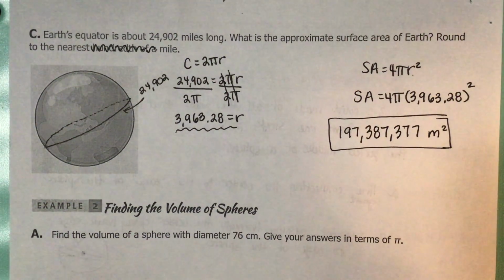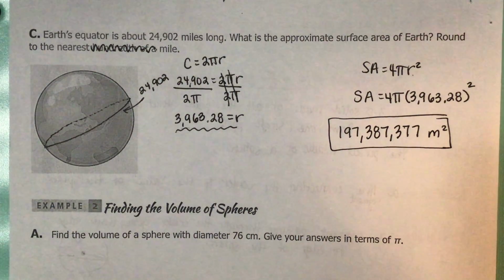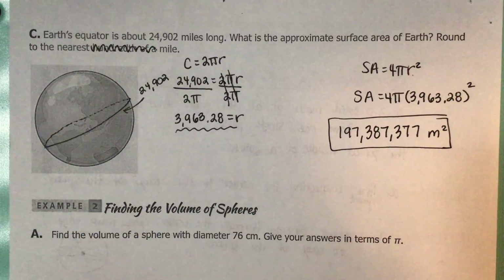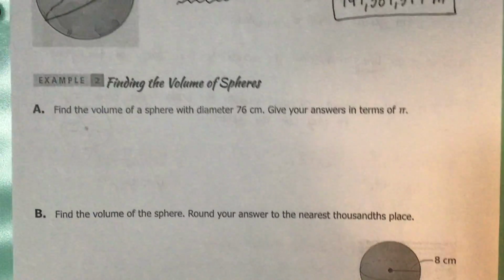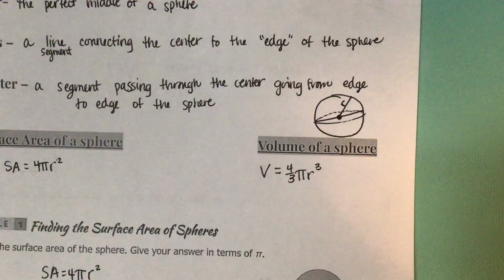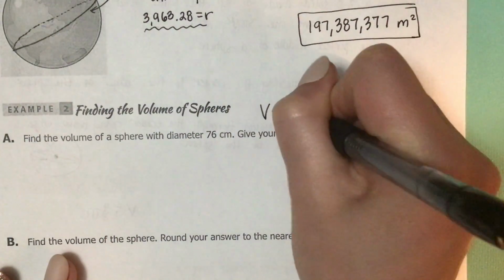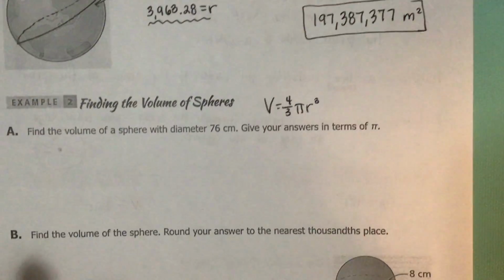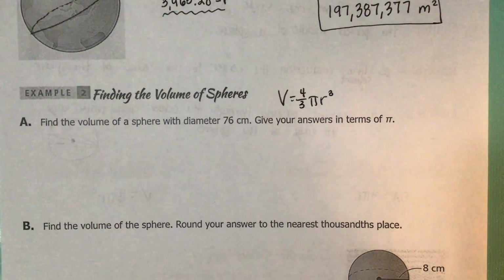All right. That's surface area of spheres. Let's talk about volume of spheres now. So volume formula is equal to 4/3, I believe it was 4/3, yeah. 4/3 pi times r cubed. All right. We know we're going to refer to that for our example 2 problems.